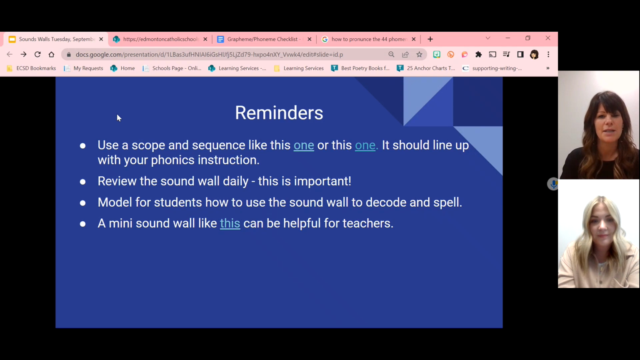Model for students how you would use it. So this is the sound, but it's represented by these letters. And so when we're spelling words or when we're looking at words, we want to think through all the ways, and look up and reference that wall, all the ways that that sound is represented.